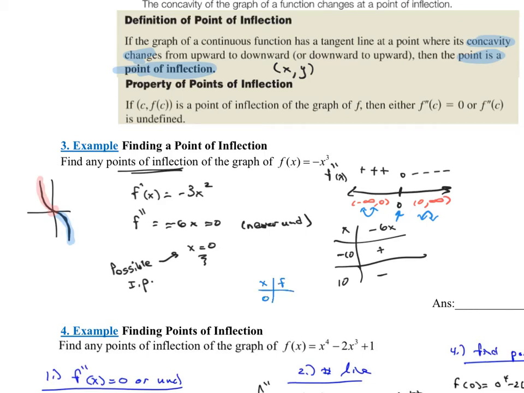We need to find the y value of the original function, so we plug it into the original function. We would get a 0, so that tells me the ordered pair (0, 0) is an inflection point. (0, 0) is an inflection point. How did I know it was an inflection point? Again, the second derivative changed from positive to negative at that point.